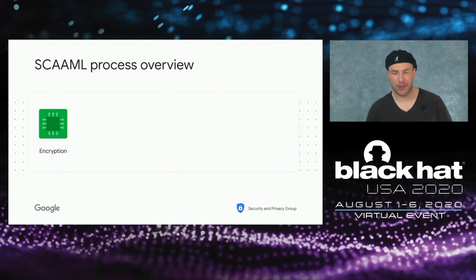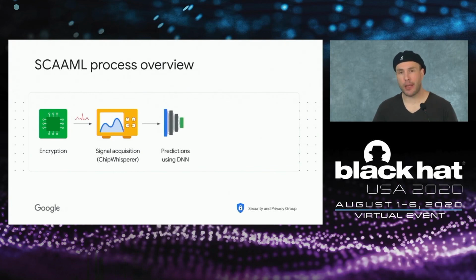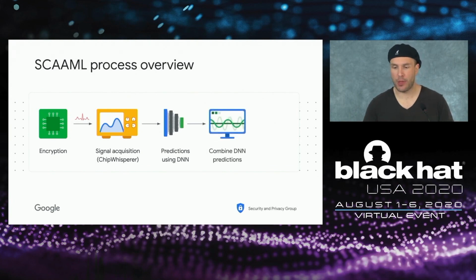All right, so let's go back to where we were. So we have the encryption, and what happens is the encryption is performed as usual, and then we capture the signal with a ChipWhisperer, right? And then we get a bunch of traces. And then instead of doing the template attack, what we do is we feed those to a deep neural network, which is deep learning, a form of AI. And then the machine learning is going to emit a prediction, and we're going to combine them to recover the key. And that's what it does.